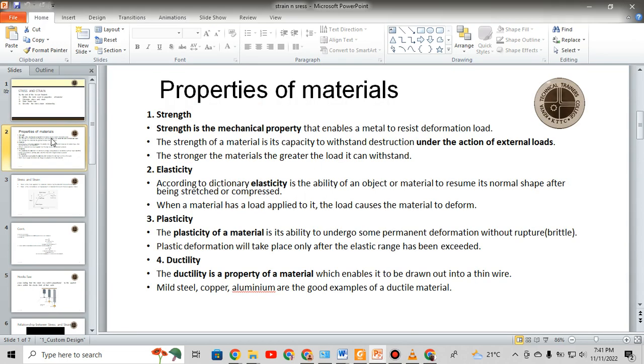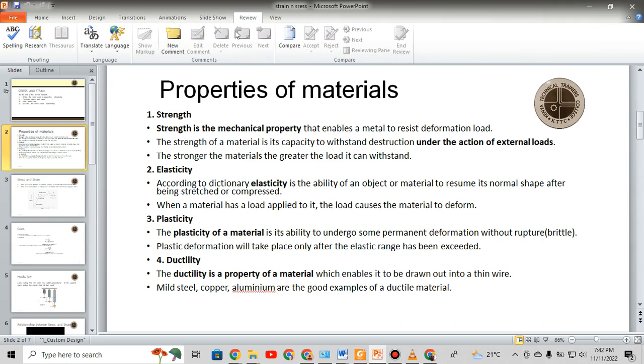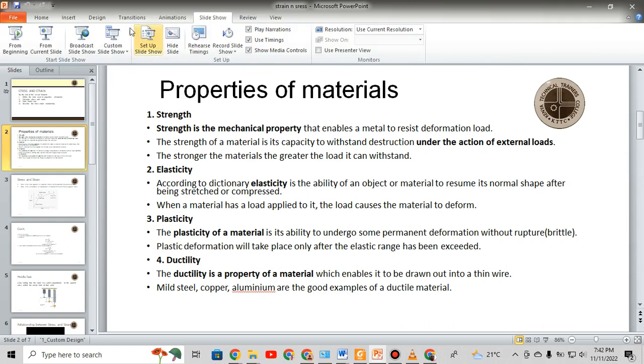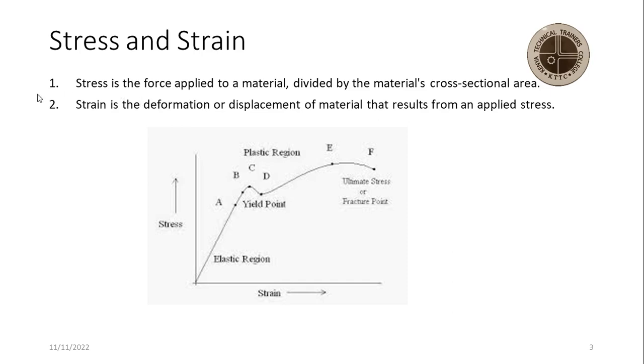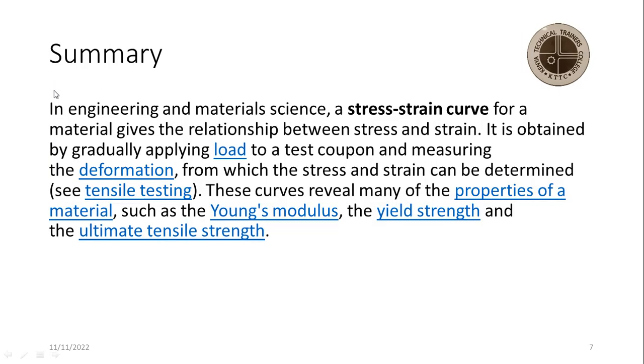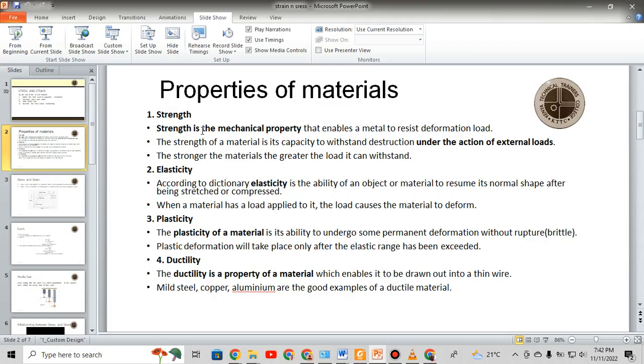Okay. So we'll start with properties of materials. What do you understand by properties of materials? We have strength, elasticity, plasticity, and ductility. So we start with strength.